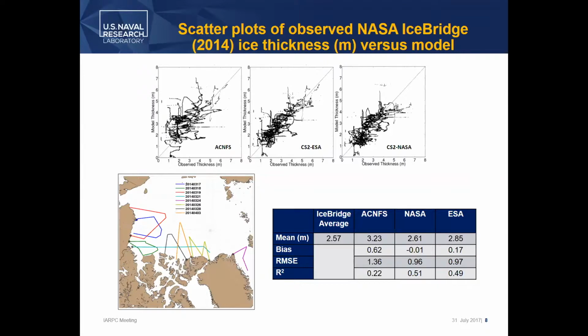So the take-home point on the table on the lower right, the mean IceBridge thickness is 2.57 meters. Arctic cap is about 75 centimeters thicker at 3.23, and you can see a much better agreement with both the NASA and the ESA products. And so the biases are much lower using the initialized data, and we see lower root mean square error as well as a higher correlation. So this is just to show you how we're starting off the initialization of our models.